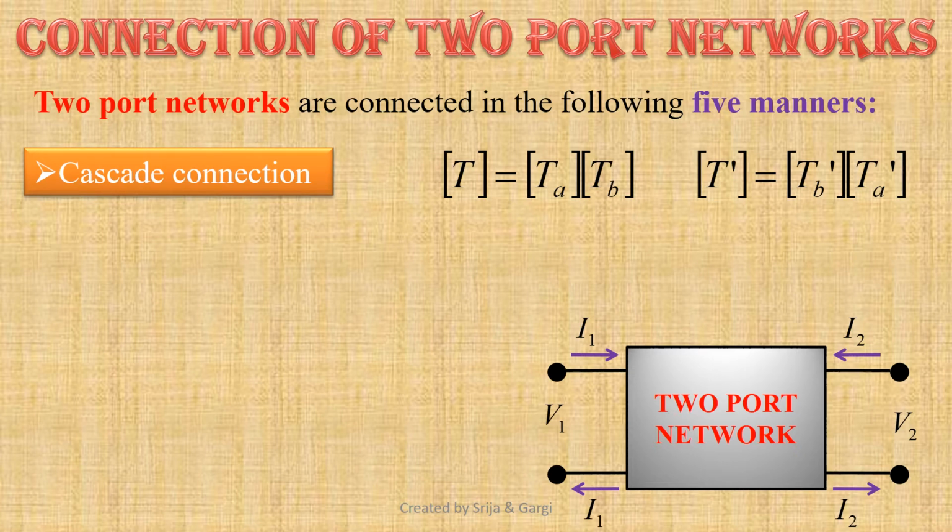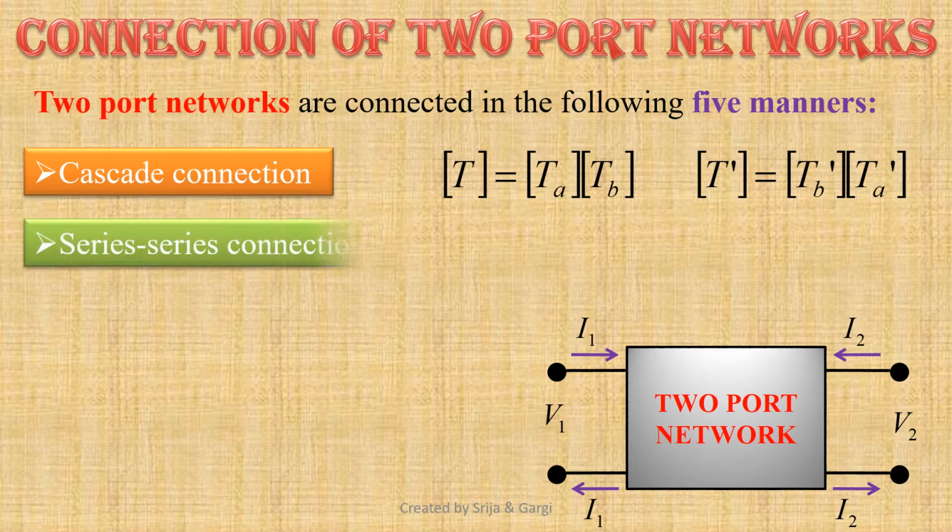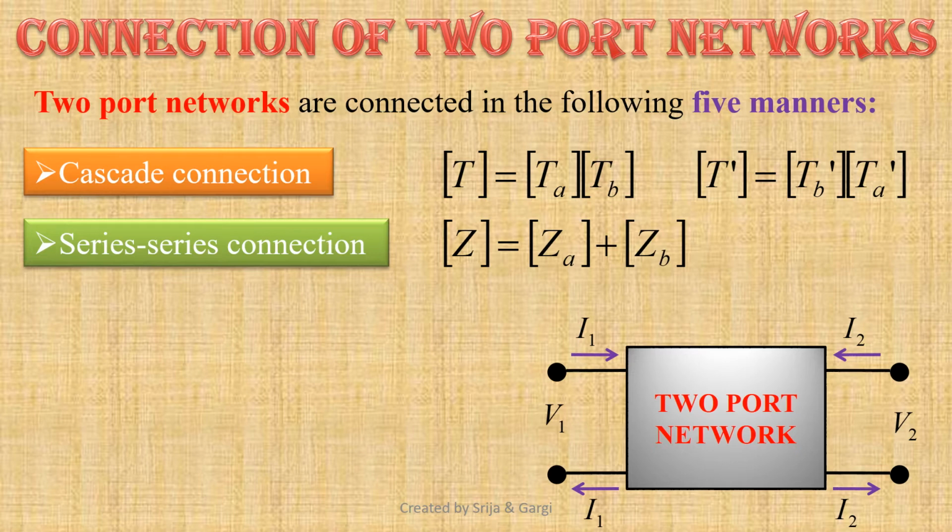When both input ports and output ports are connected in series, we call it series connection. The overall Z parameter matrix of series connected two-port networks is the sum of the Z parameter matrices of each individual two-port network connected in series.